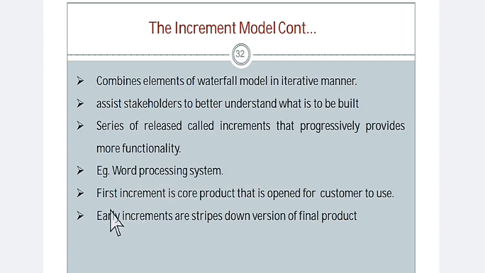Next, the first increment is a core product that is open for the customer to use. The first update, or first increment, is the core product, because whenever we download any application for the first time, that first application is referred to as the core product. So here also the first increment is the core product, and after that, whatever increments come are the actual increasing functionality only.